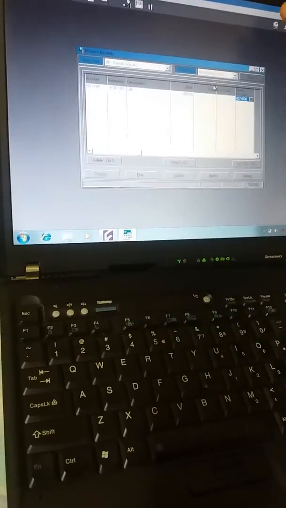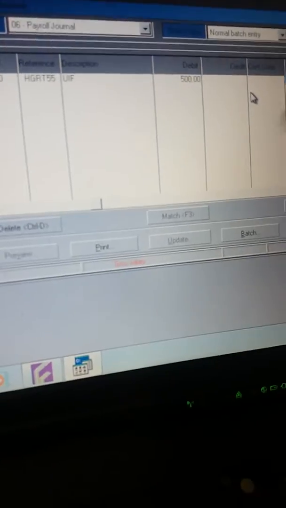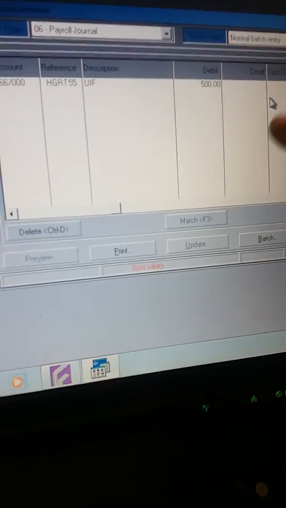Then the contra account here is gross salary. Can you see? It's gross salary, because we set it. So the UIF is coming from gross salary. Here the contra account is gross salary, and the account is UIF.